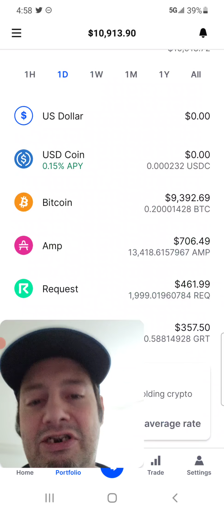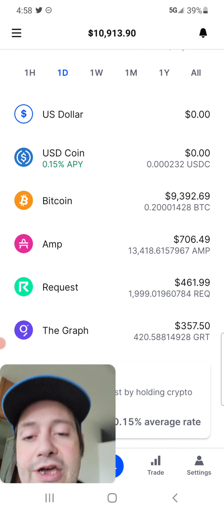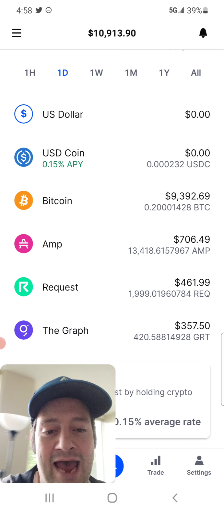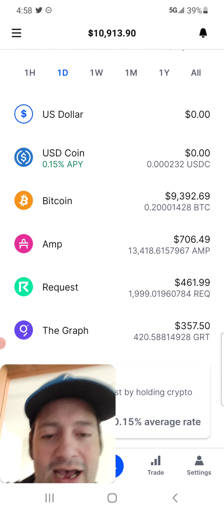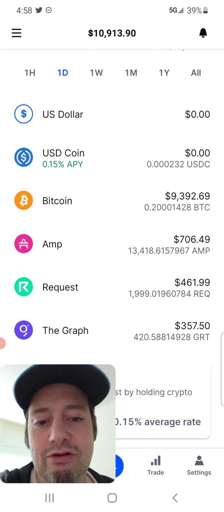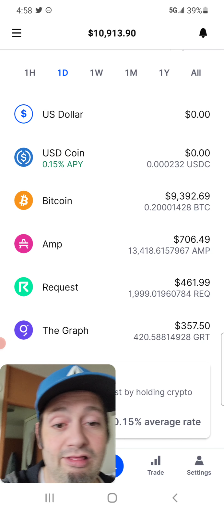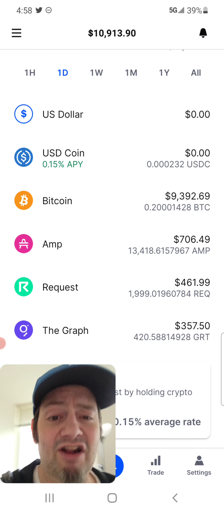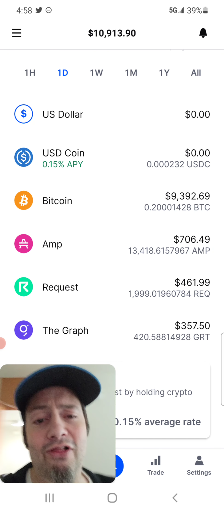So I'm just gonna let you know how much I'm down on my purchases, right here, and that's okay. I guess it doesn't feel very good, but 357.50. Well, I put 400 into that one, so we're about 42.50 in the loss there. That kind of hurts. 461.99. Well, I put about $500 into that, so we're thinking about a $38.01 loss right there. An amp, $706. I put $765 in the amp, and so that looks like a $59 loss.